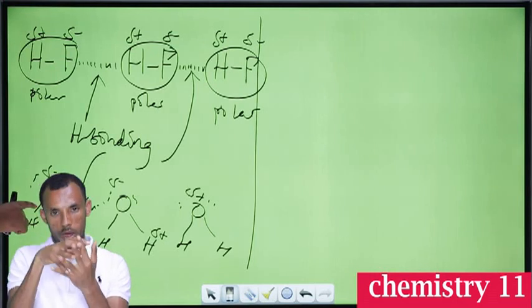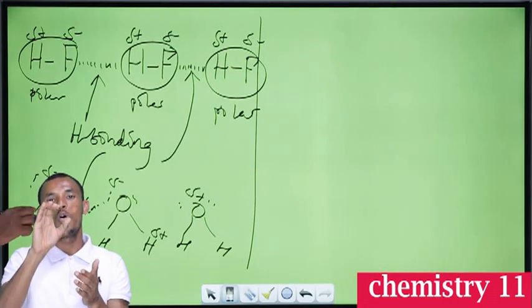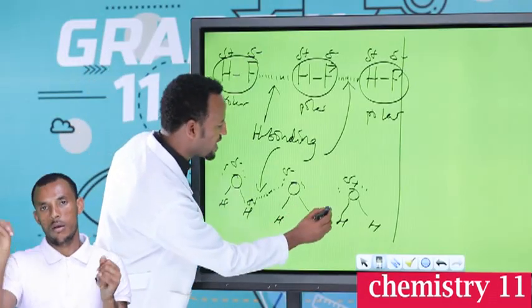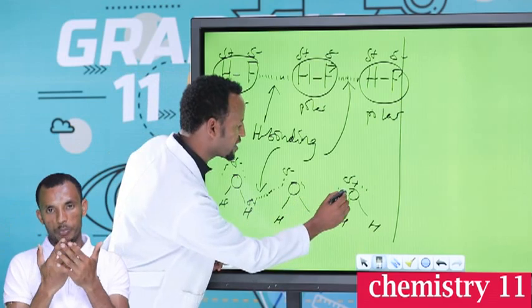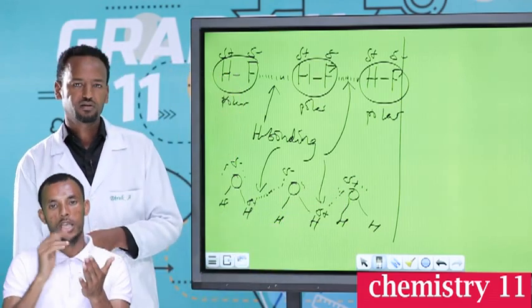Please, student, this is not hydrogen bonding. This is intramolecular, covalent, because these bonds are formed by sharing of electrons. Again, these bonds are between partially positive and partially negative. Again, this is hydrogen bonding.